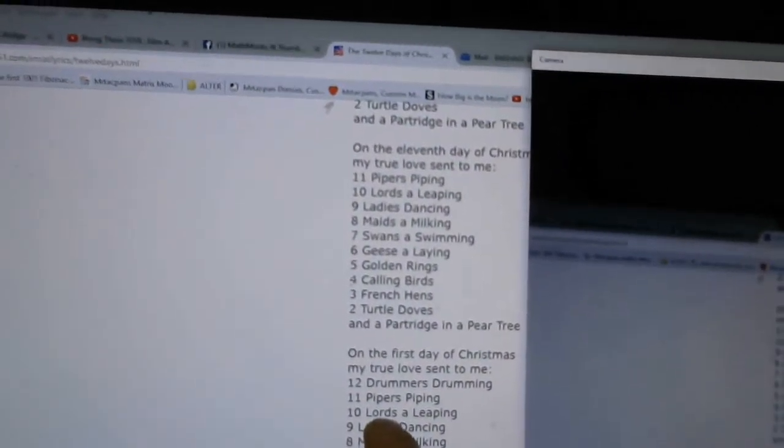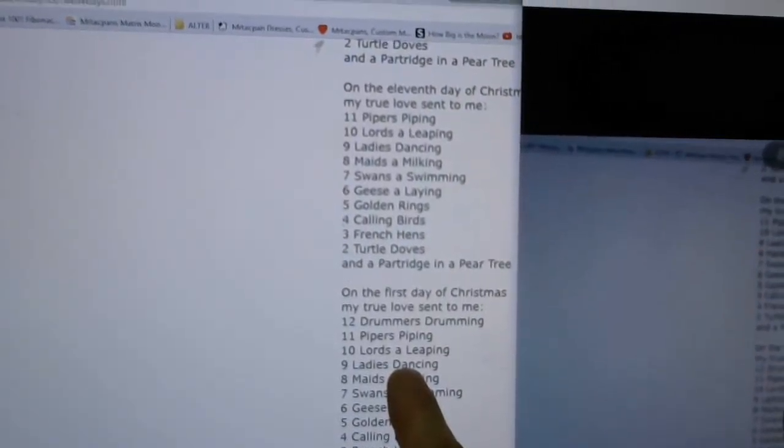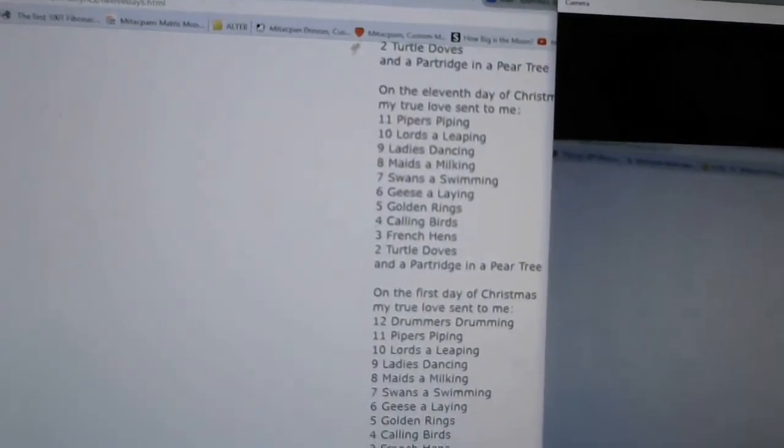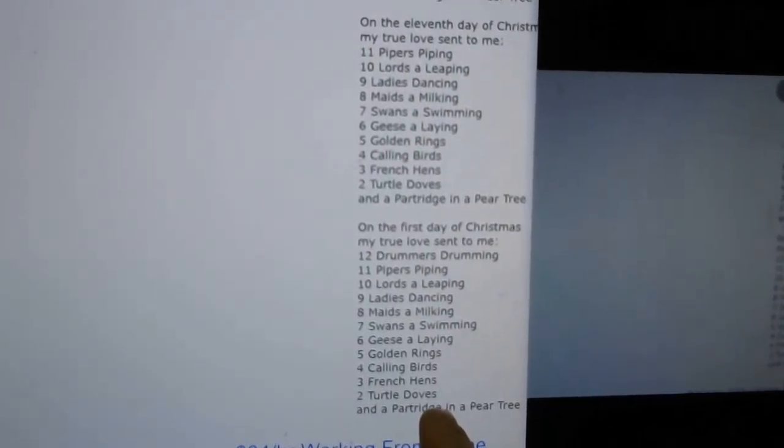You want to get the 10 world? Well, let's connect one partridge in a pear tree to two turtle doves. Let's connect one and two together, but then we'll get three. The French hen gets the turtle dove and a partridge in a pear tree.